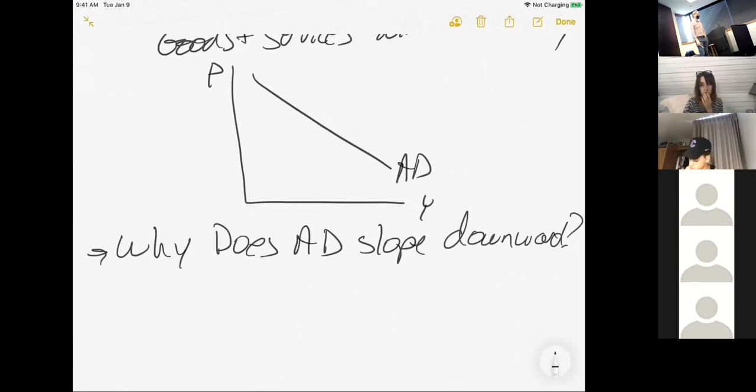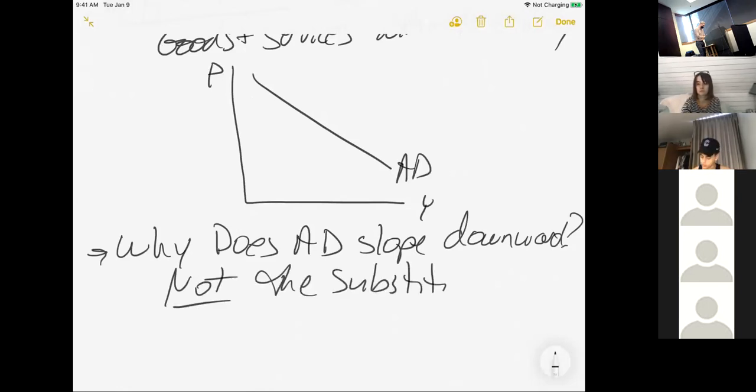Okay, there's a real problem with that logic. What are we talking about? The price level of everything. And here we're talking about the production of everything. So if the price of everything goes up, do we buy less of everything and more of something else? There is nothing else, right? In other words, the substitution effect is not the reason why aggregate demand is downward sloping.